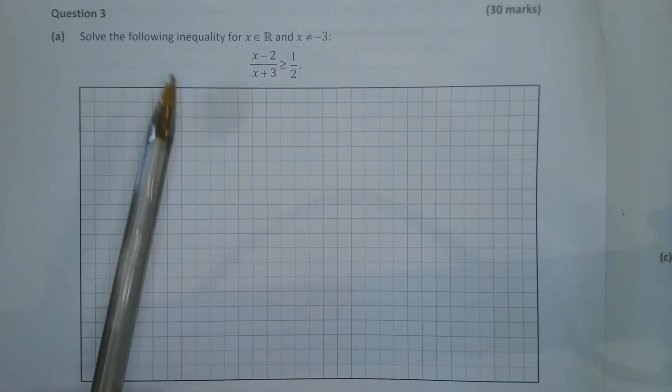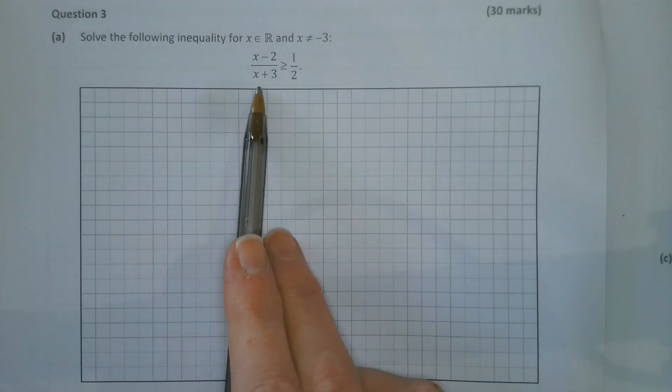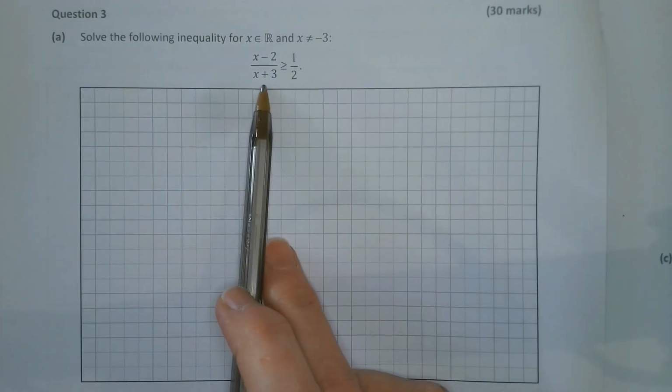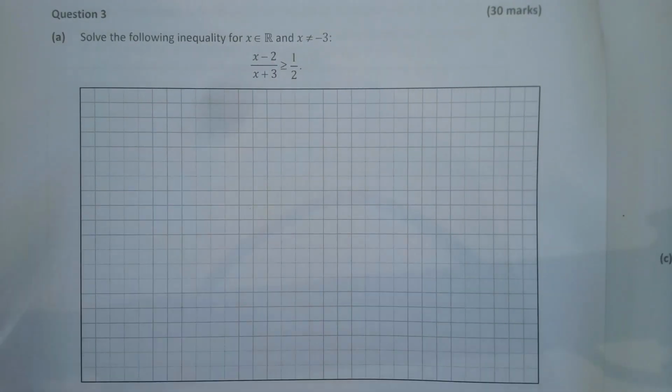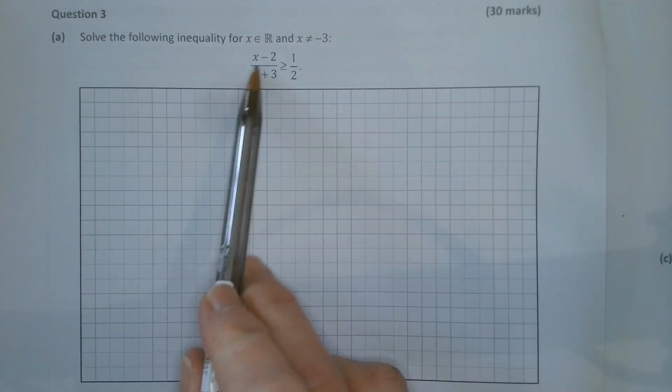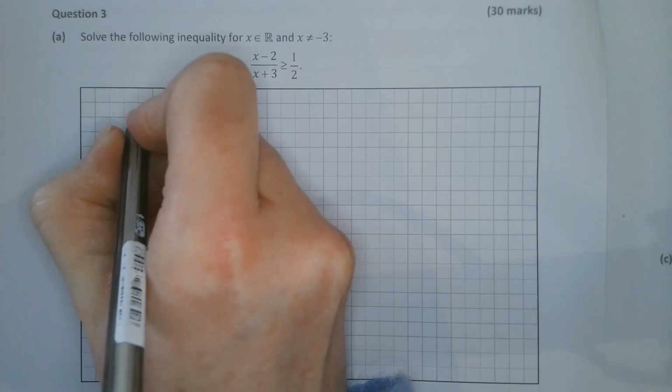So question 3, we're asked to solve the following inequality. So the first thing we would have to do here, we have an algebraic fraction. We need to get rid of the algebraic fraction. And the best way to do that is to multiply both sides of the inequality by the algebraic denominator squared. So that's going to look something like this.